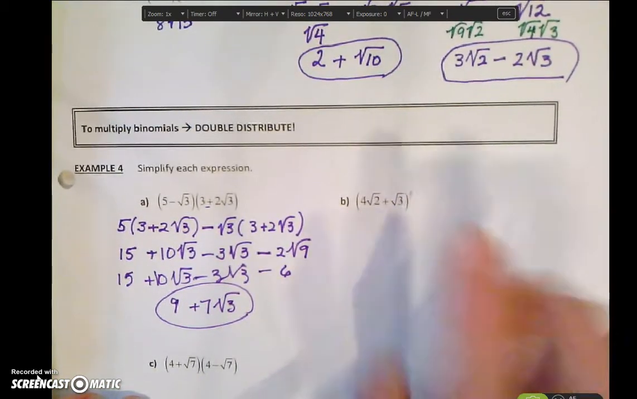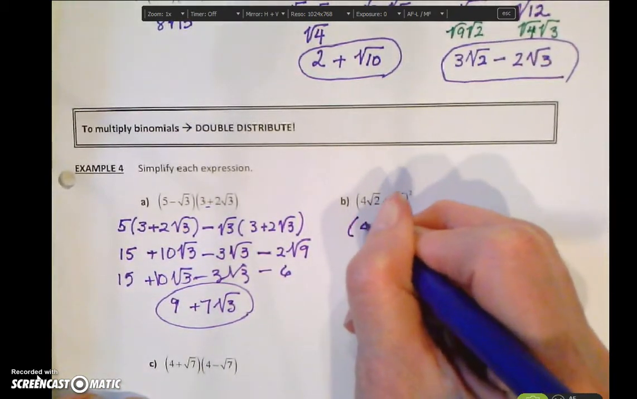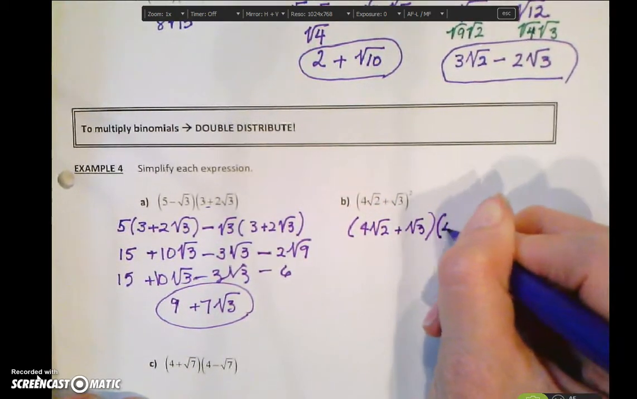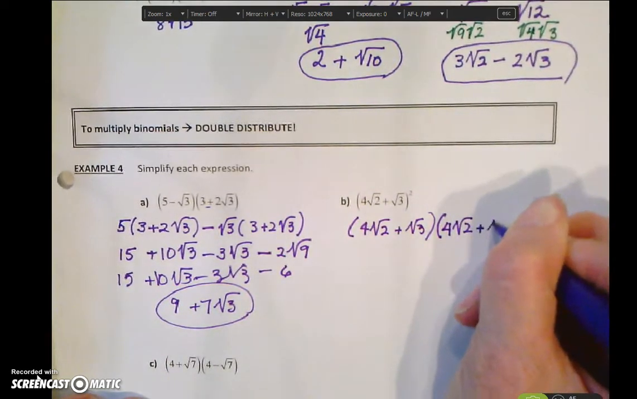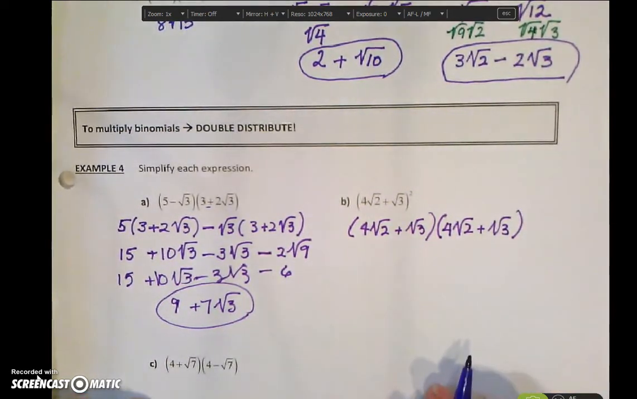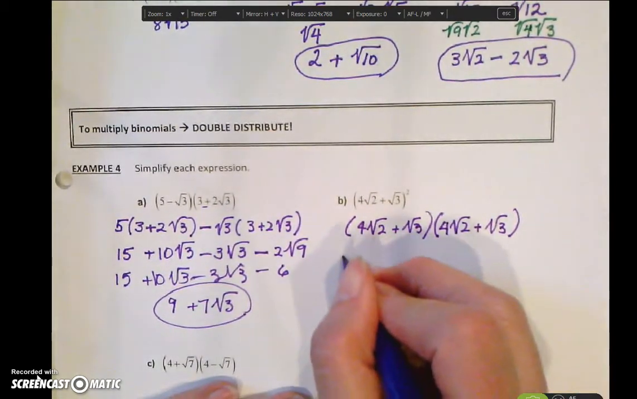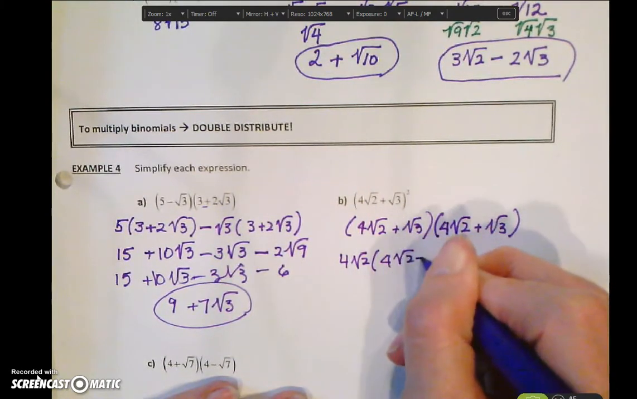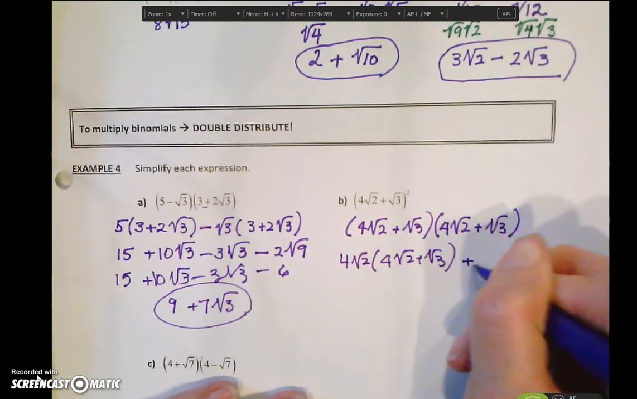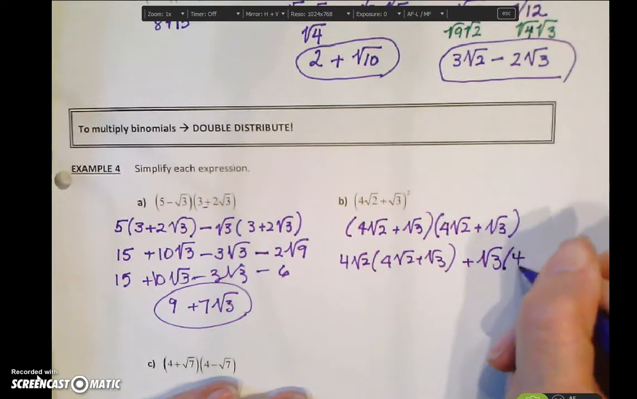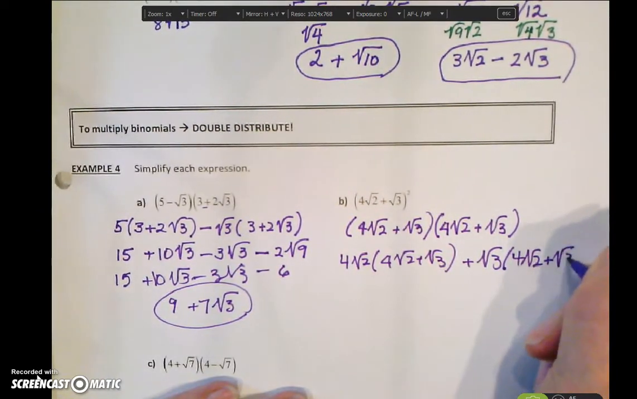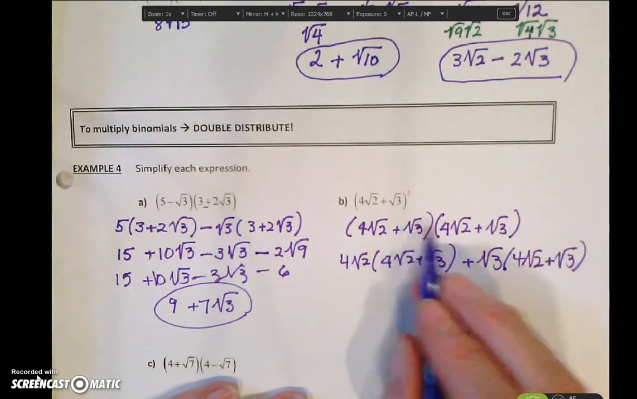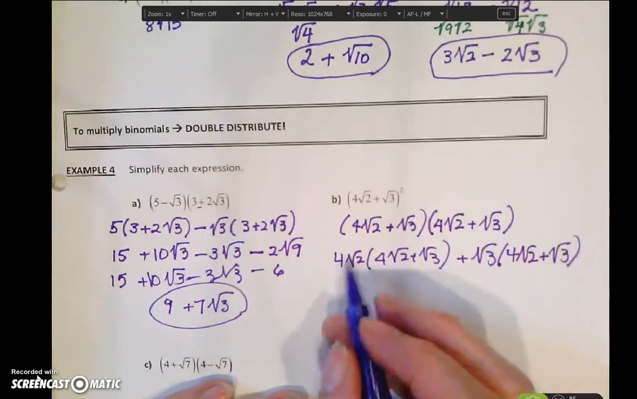B, I have a binomial squared, so I'm going to expand that. That's 4 radical 2 plus radical 3 times, again, 4 radical 2 plus radical 3. So we'll double distribute and get 4 radical 2 times 4 radical 2 plus radical 3, then plus radical 3 times 4 radical 2 plus radical 3. So this times the parentheses and square root of 3 times the parentheses. All right, so I'll multiply it out.